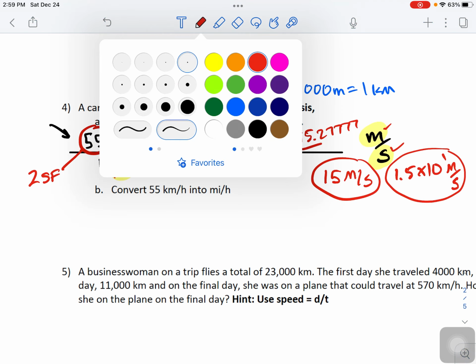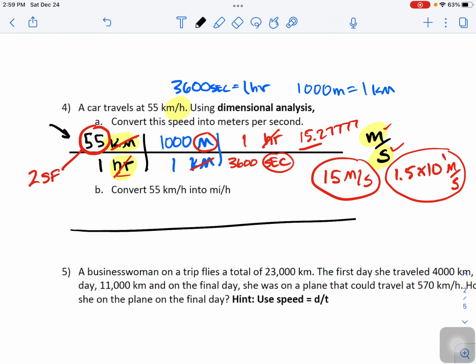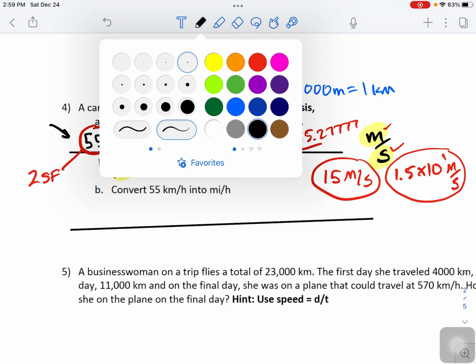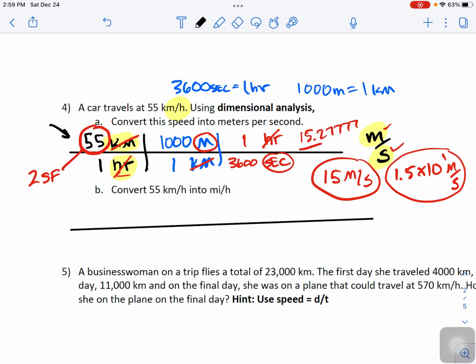All right, the last one is another conversion. So let's get my train track set up here. Nice long one because it's going to have a few more values in there. Okay, so it looks like I've got 55 kilometers per hour. Oh, that's the same starting value, that's the given. 1 hour goes down below. And then I've got to convert this into miles per hour.